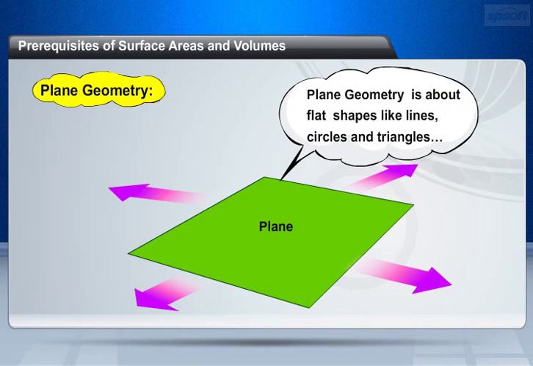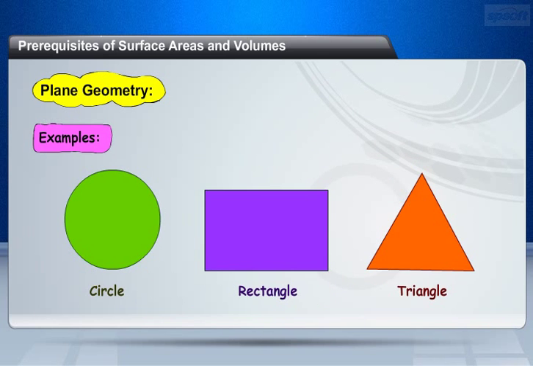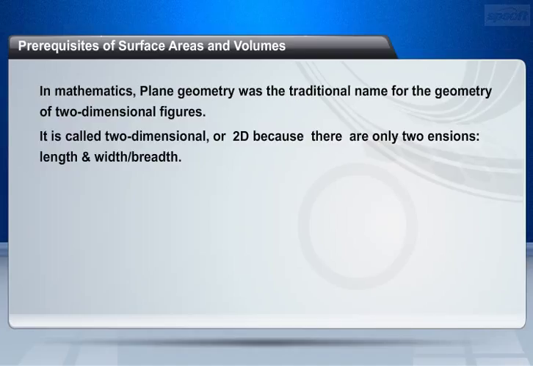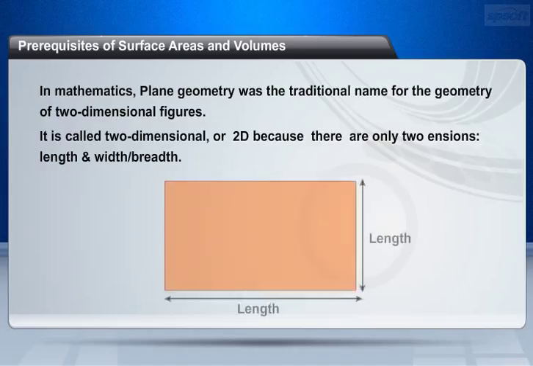Plane geometry. Plane geometry is about flat shapes, like lines, circles, and triangles. For example, circle, rectangle, and triangle, etc. In mathematics, plane geometry was the traditional name for the geometry of two-dimensional figures. It is called two-dimensional, or 2D, because there are only two dimensions, that is length and width, or breadth.